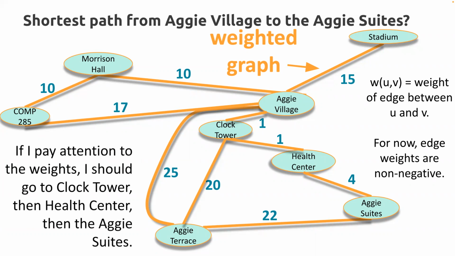Which kind of makes sense for a lot of useful use cases, right? Distance is always non-negative. There's no sense of, if I go from Aggie Suites to Clock Tower, it's going to take me -3 minutes, right? Okay. Cool.